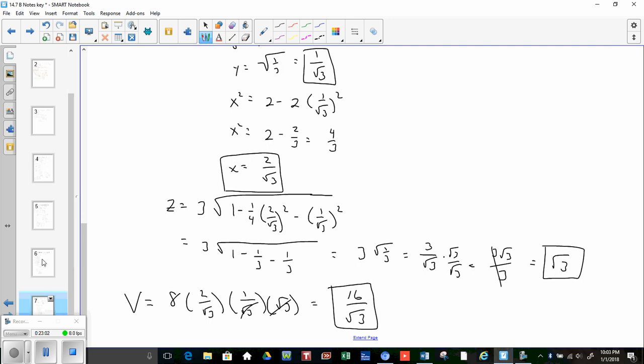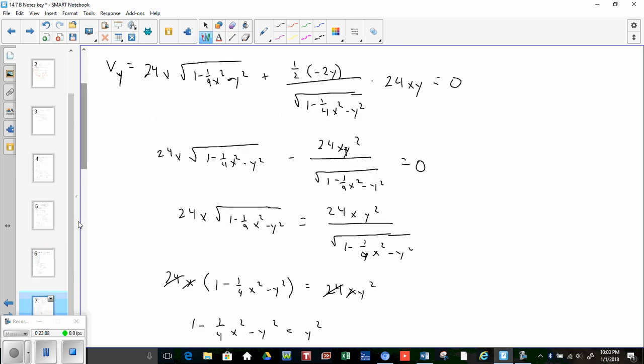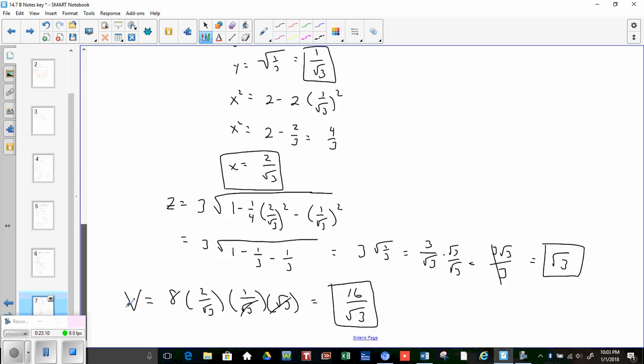I don't think it gave us units. Nope, no units on that one. So there we have it, 16 over root 3 is your volume. Long problem. That one took about 23 minutes, so there you go.